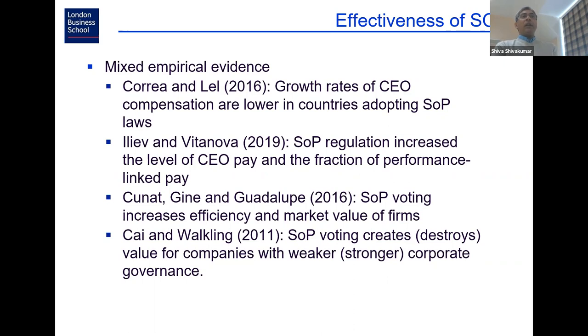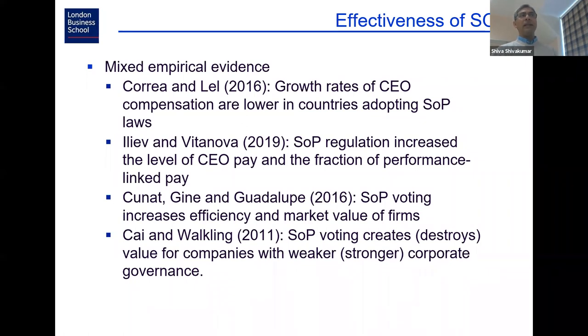But effectively looking at it across countries, what Kaura and Lil found is that countries adopting the SOP saw lower growth rates in CEO compensation compared to countries that did not adopt the SOP laws. So they claim that SOP is effective in curtailing compensation growth.